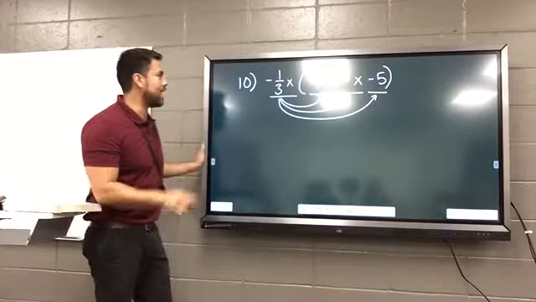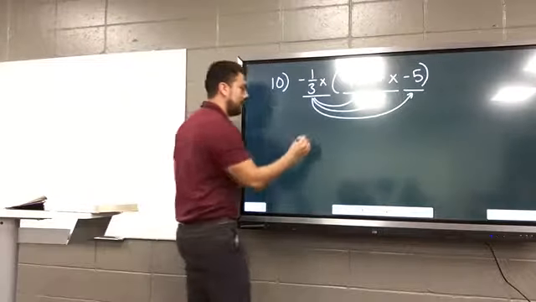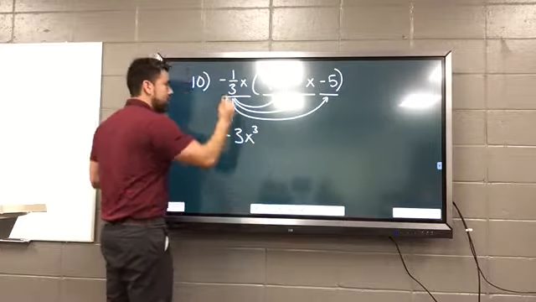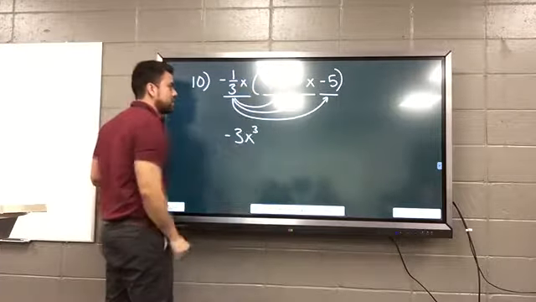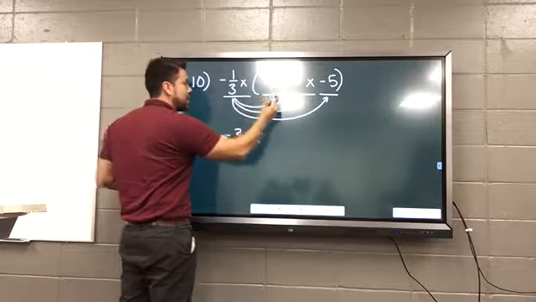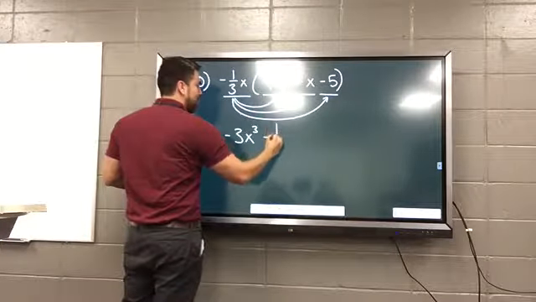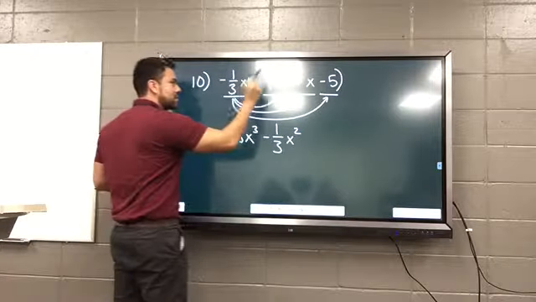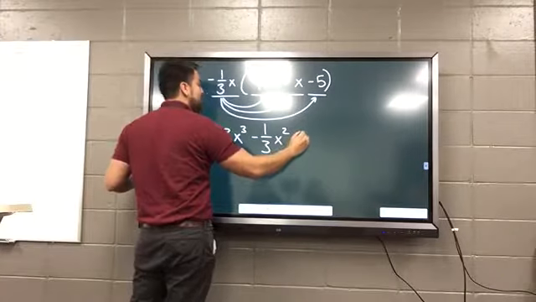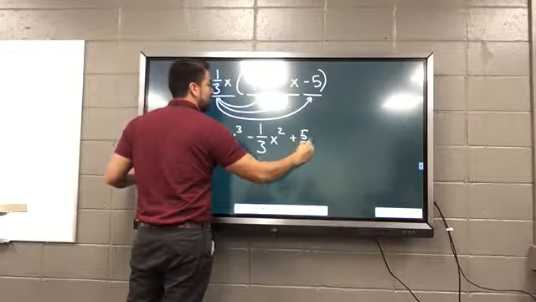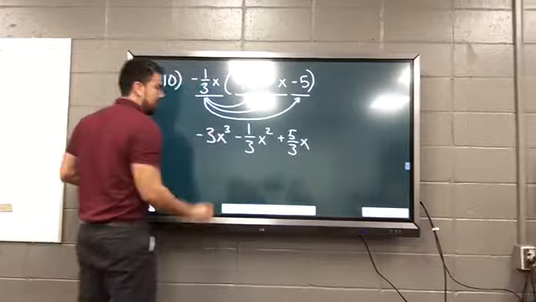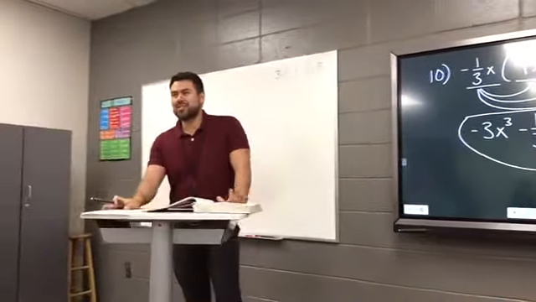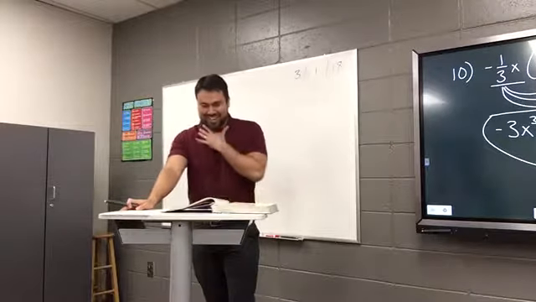What's negative 1/3 x times 9x squared? Negative 3x to the third. So x to the first times x to the second, x to the third. What's negative 1/3 x times x? Negative 1/3 x squared. What's negative 1/3 x times negative 5? Positive 5/3 x. And you can just leave it like that. And that's your answer. You guys okay with this? Okay.